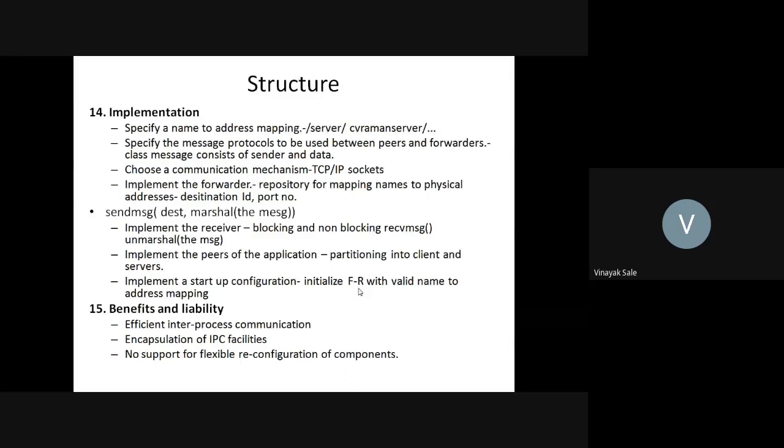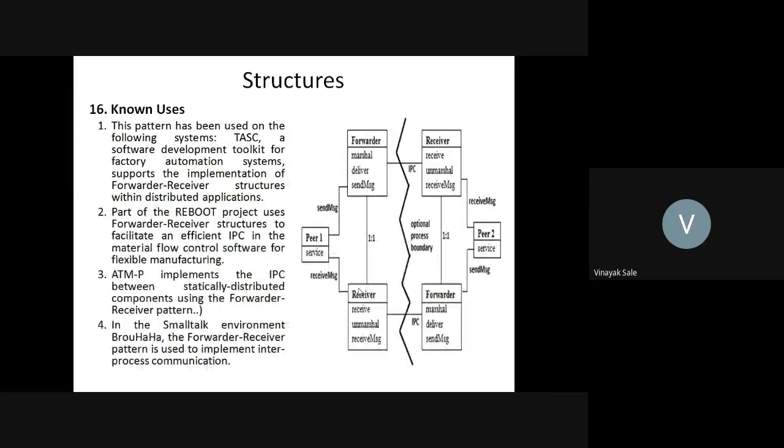Then benefits and liabilities. Benefits are efficient interprocess communication and encapsulation of IPC facilities. The liability is no support for flexible reconfiguration of components. Then the next point is known uses.